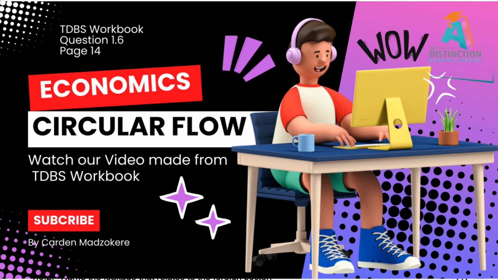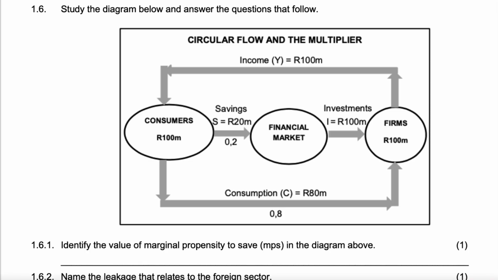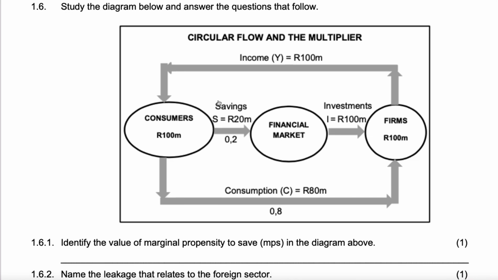Okay, so as we did in the past, we start by studying the diagram below and answer the questions that follow. Now, in this diagram, let's have a look where it says circular flow and the multiplier. So we have income Y of 100 million going to consumers. So these are households, these are businesses, and then we have a financial market in between. I see here some savings, that's a leakage. I see investment, that's an injection. So 20 million is saved, 100 million is invested. So we have a 0.2 MPS and a 0.8 MPC. So we consume 80 million.